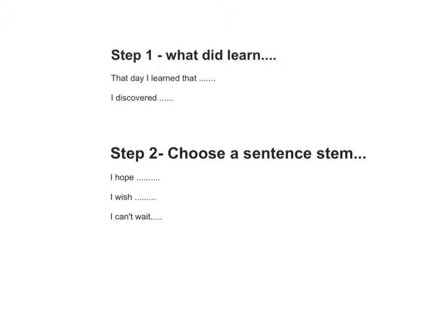And then the next step is to choose a sentence stem that will basically be the last sentence of the story. And it could be, I hope, I wish, I can't wait. Again, there's many, many more possibilities on what kind of stems you can use, but this is just to help you get started.